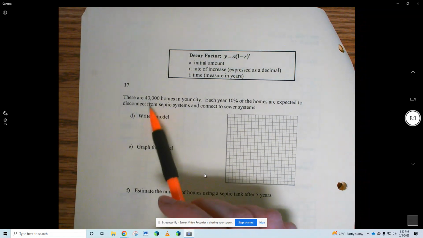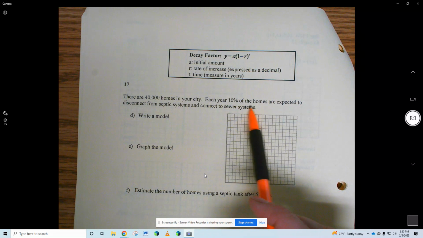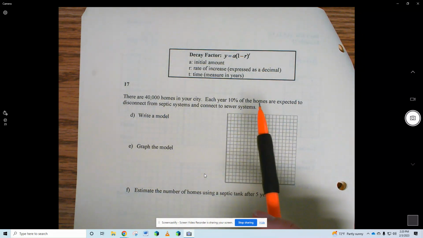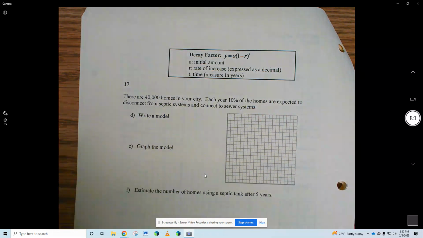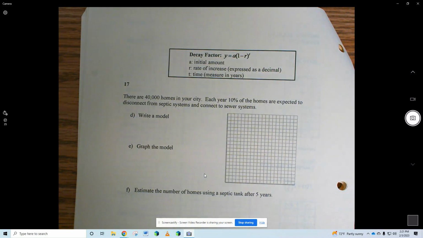There are 40,000 homes in your city. Each year, 10,000 of the homes are expected to disconnect from septic systems. Do you guys know what a septic system is? It means that in the ground below your house, you have a giant tank, and that's where all of your bathroom goes when you flush the toilet.